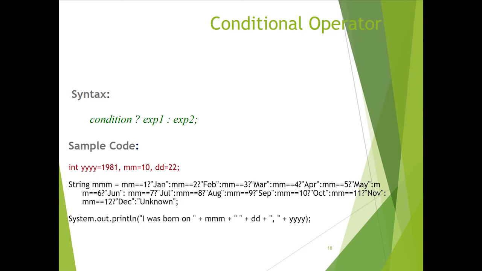Now, binigyan natin siya ngayon ng conditional operator. If the value of MM is equals to 1, then give the value JAN. If it's 2, then give FEB. If 3, give MAR. And so on hanggang dumating tayo sa 12, which is December. So since it's 10, it's going to be October. Klaro? Nagets hindi? Paano nakuha?